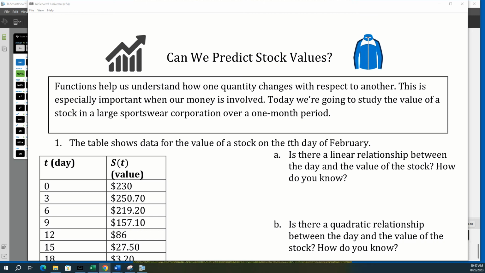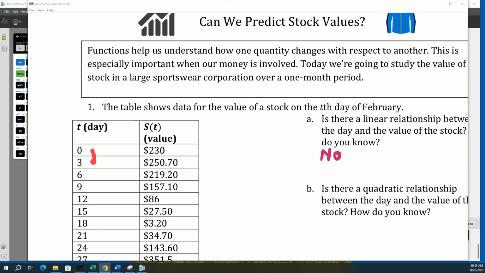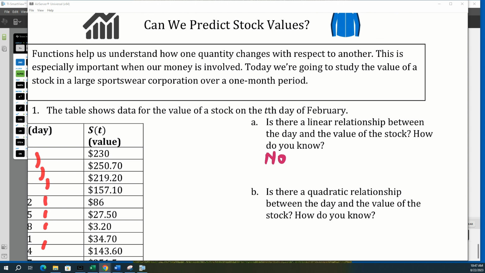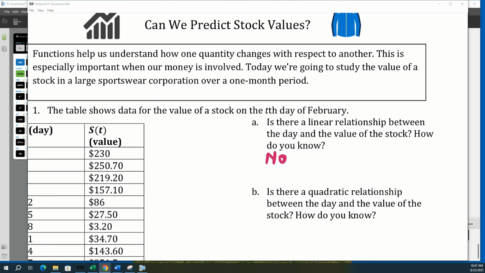All right, so what did you guys think about, is there a linear relationship? Is there? No. Why not? There's no consistent slope. Right. If we see that these are equal length intervals, so they're all changing by 3, then we don't necessarily have to find the average rate of change. We can just find the first differences for this, and that's what I did.